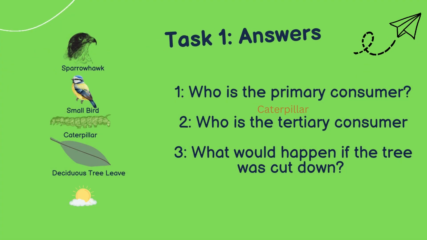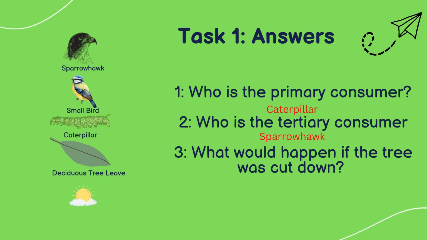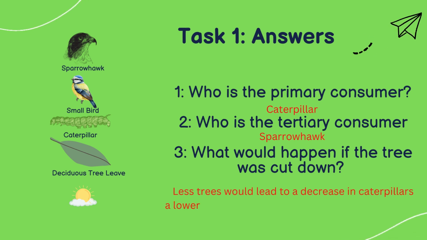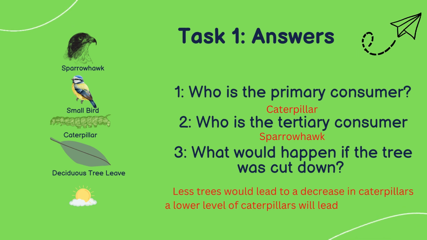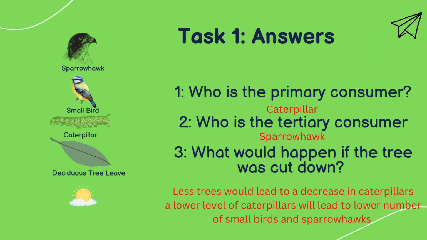So let's take a look at the answers. Question 1. The primary consumer is the caterpillar. Question 2. The top tertiary consumer is the sparrowhawk. Question 3. Lower tree numbers would lower also caterpillar numbers, which will in turn reduce small bird and sparrowhawk population numbers as well. So now we know what a food chain is.